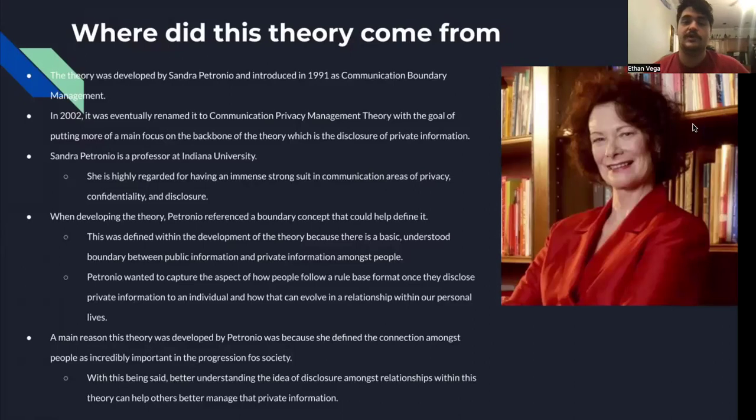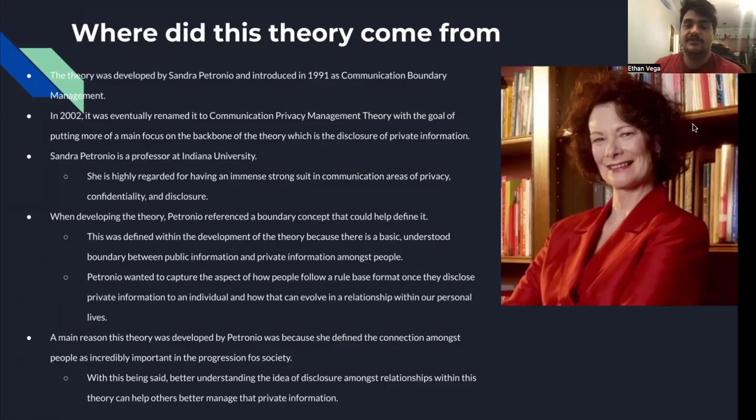The disclosure of private information is really what she wanted to focus on throughout these steps and this road map she created, which depicts how people go through these levels of opening up. She's highly regarded for her strong expertise in communication areas of privacy, confidentiality, and disclosure. When developing the theory, Petronio referenced a boundary concept that could help define it.